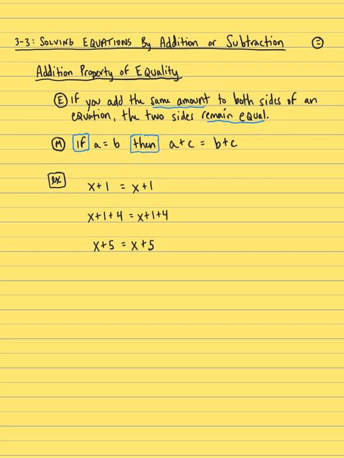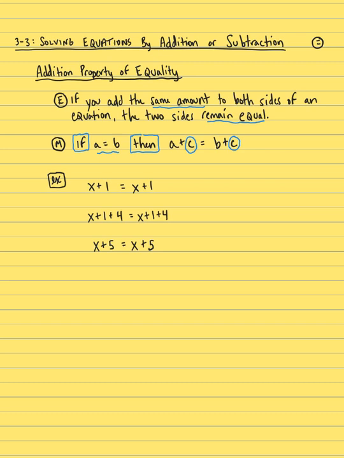So if A equals B, and this is an equation, right? If A equals B, then A plus C equals B plus C. So notice how the English relates to the math, right? Here's the same amount being added to both sides of the equation, right? And the two sides are remaining equal.